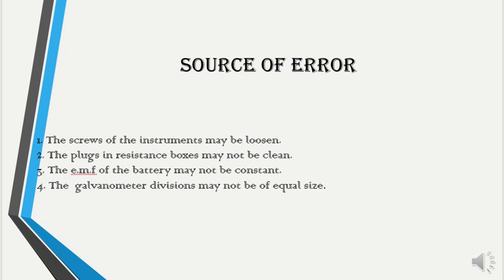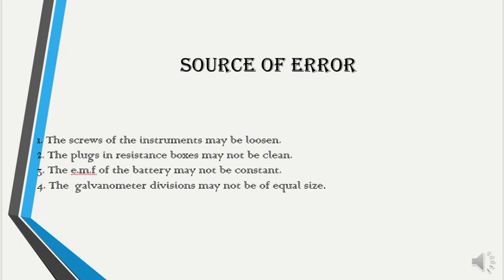The EMF of the battery may not be constant, as already said in the precautions. It should be constant, otherwise the galvanometer fluctuates and we cannot get a proper value of deflection. The galvanometer divisions may not be of equal size; the difference between one division and the next should be equal in the galvanometer. So these are the precautions and sources of error for this experiment.